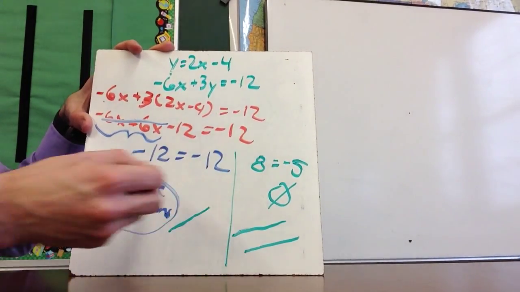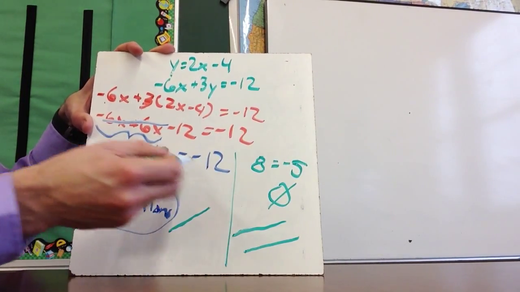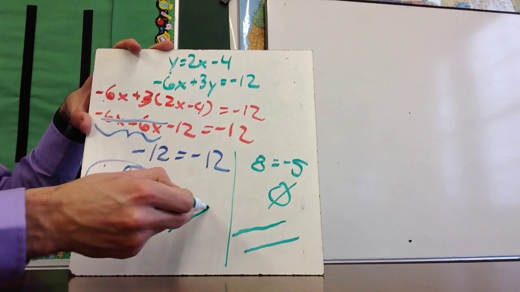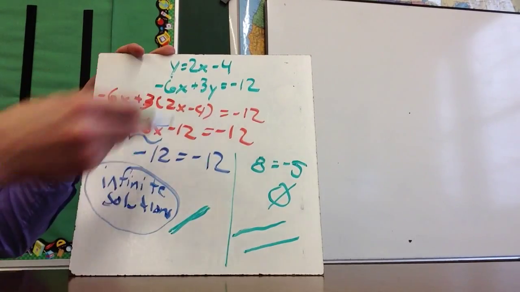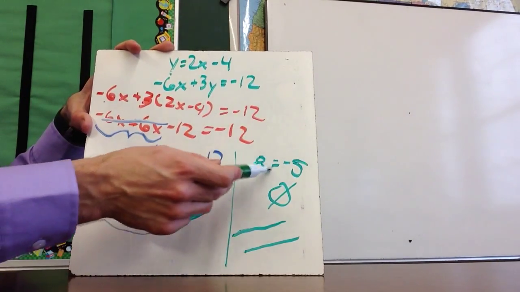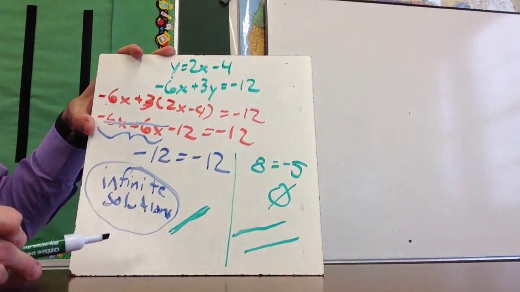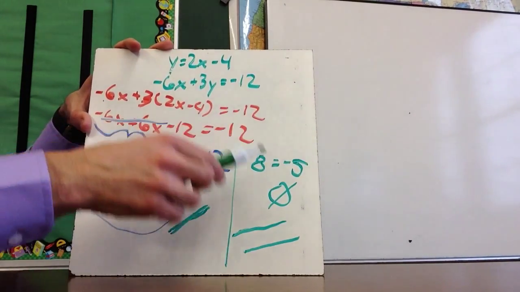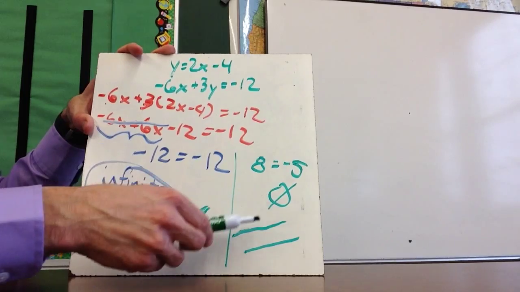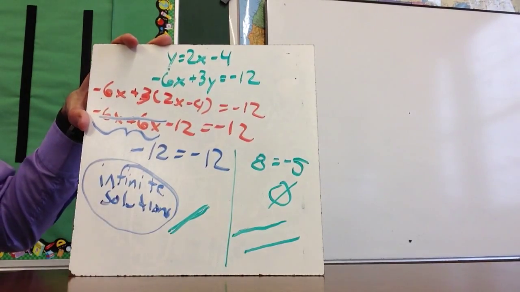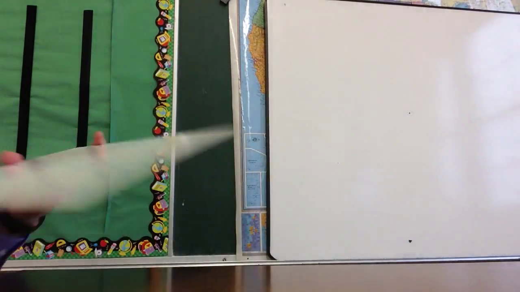So if you get something where the numbers are the same, you get infinite number of solutions, all that means is that these two equations are the same line. If you get an empty set where the numbers are not the same, it means they don't share any points. It means that, I mean, you can write the empty set, but keep in mind that means that these two lines are in fact parallel lines.